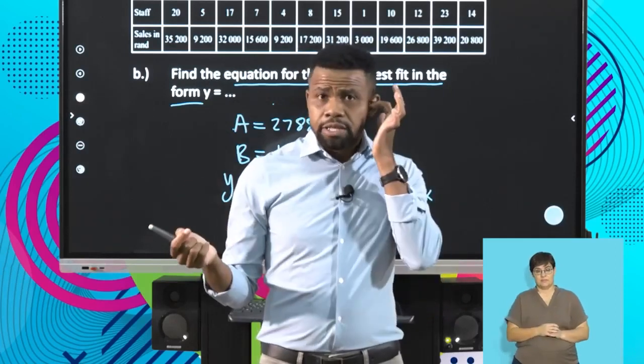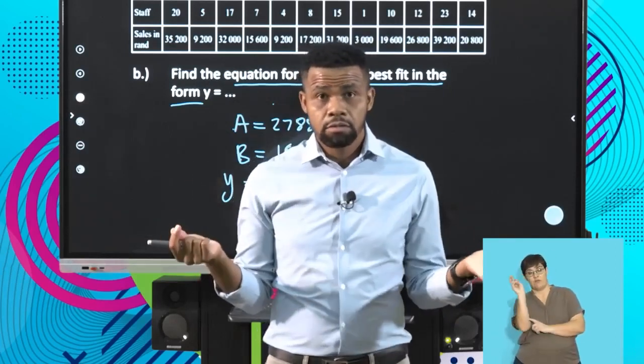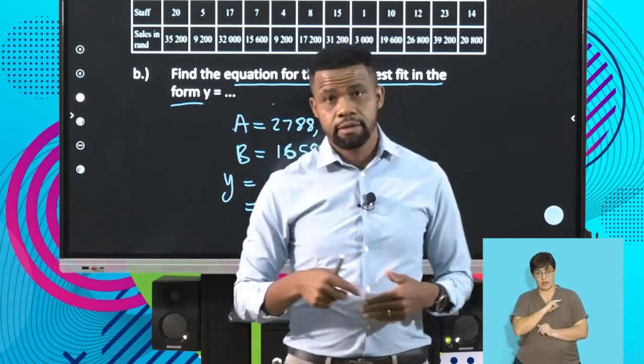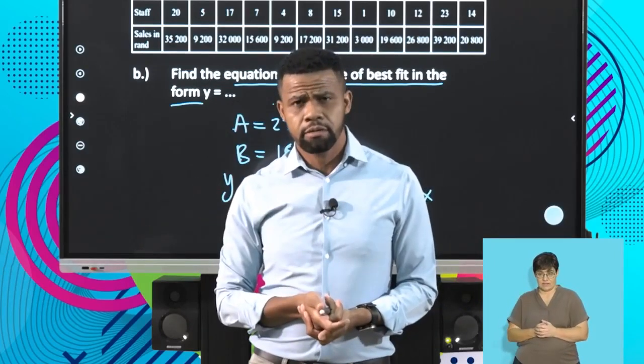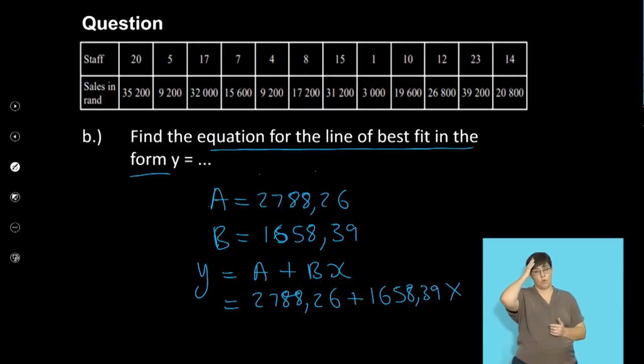And I can use this to forecast, because X is the number of staff members. If I want to know the number of sales if I have 6 staff members, I can use the regression model. Okay. Let's check our next question.